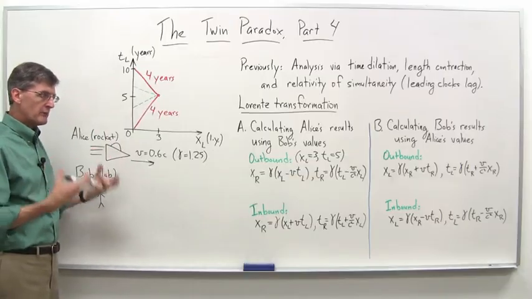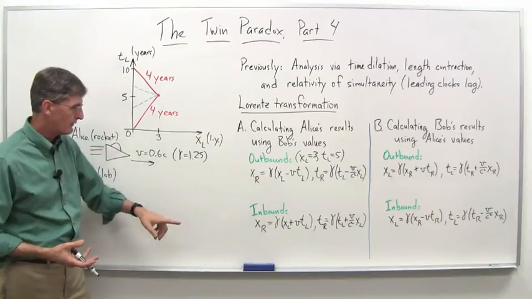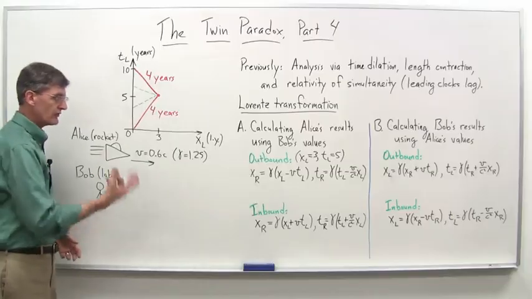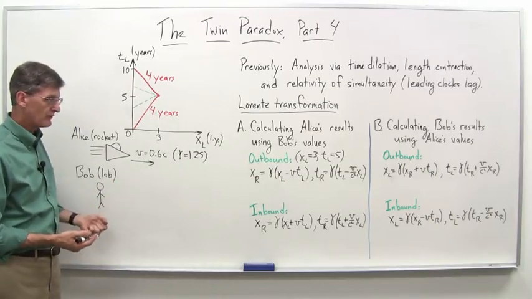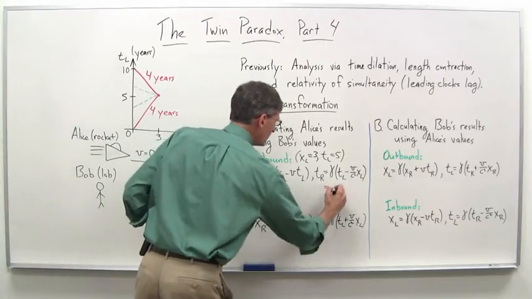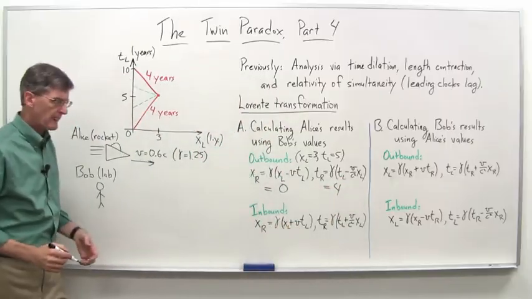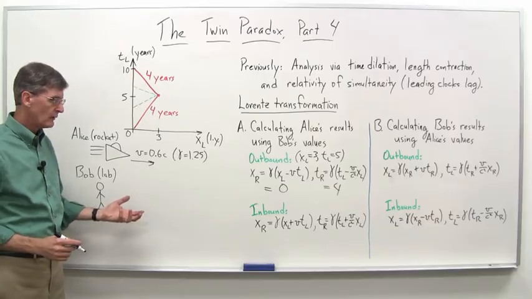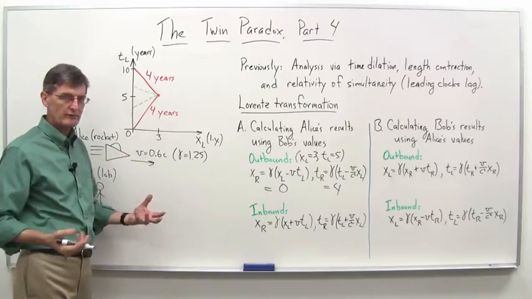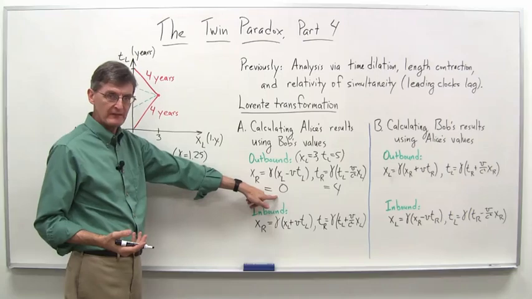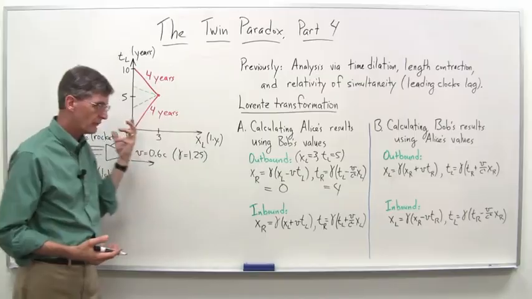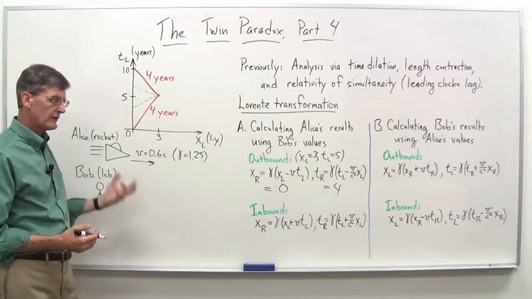If you plug the numbers in here, gamma is 1.25, plug these values in for xl and tl. V is 0.6 c. We're using c equals 1 because we're doing light years per year for c. Plug that all in, and you'll find you get 0 for here, and you get 4 for that. And think a minute, does that make sense? Well, yes, because this is Alice's world line. In her frame of reference, she hasn't moved. She's at 0 in her frame of reference, and her clocks tick off 4 years, and that's what we got before. So yes, that does make sense.